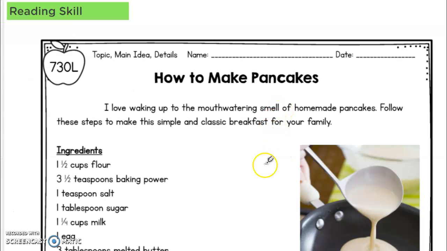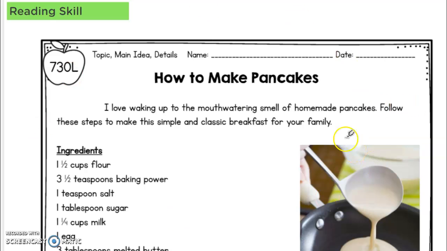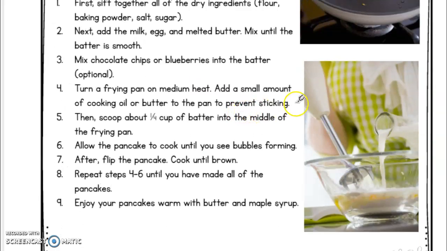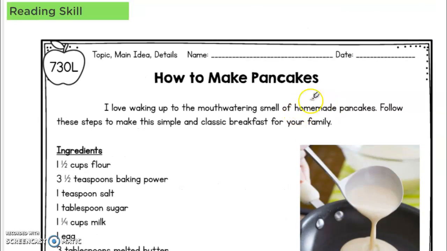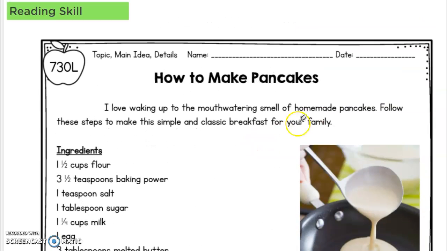So in our past practices, we've been looking at paragraph form. Today we're going to be looking at a different type of informational writing, and this is a recipe. And recipes also have main ideas and topics that we can look at to better understand what it's all about. As we read through this recipe, I want you to think about what the topic is and highlight the word that is repeated throughout the entire recipe.